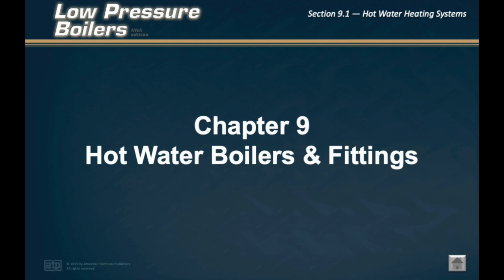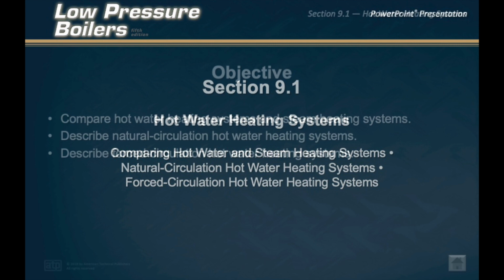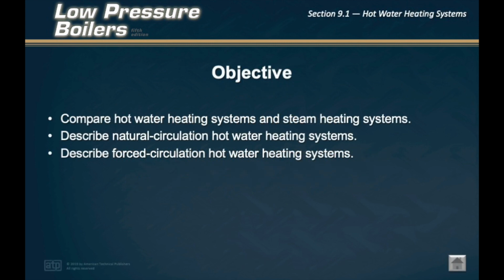Chapter 9. Hot water boilers and fittings. Section 9.1. Hot water heating systems. In this section, we will learn about comparing both hot water and steam heating systems, natural circulation and forced circulation hot water systems. The objectives will be to compare the different types of heating systems and describe the functions.